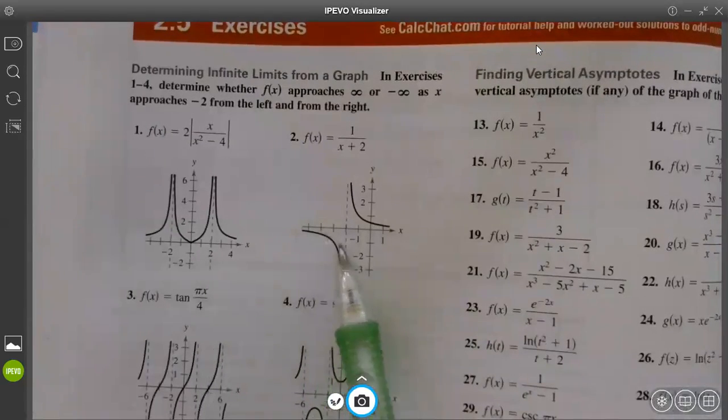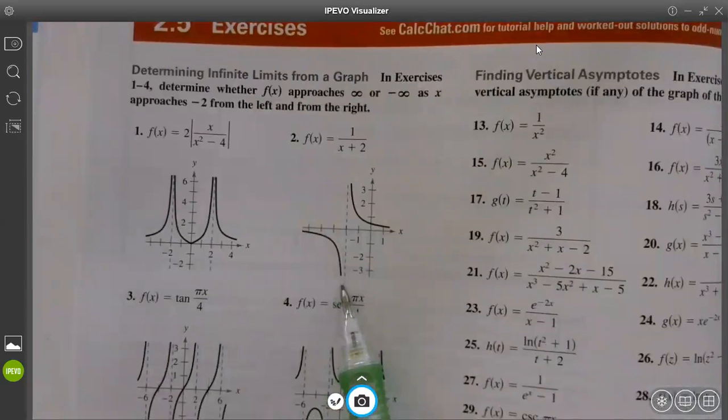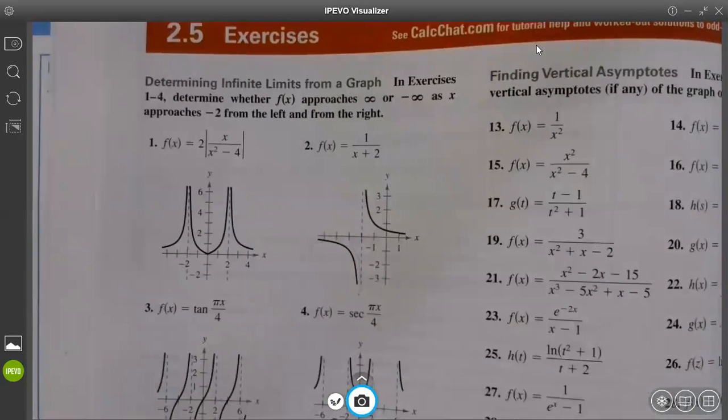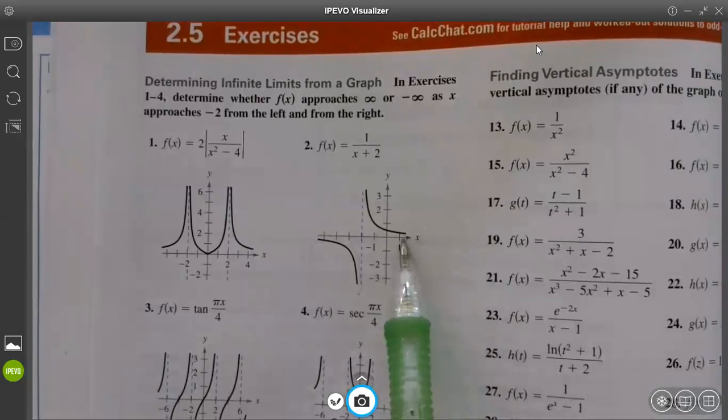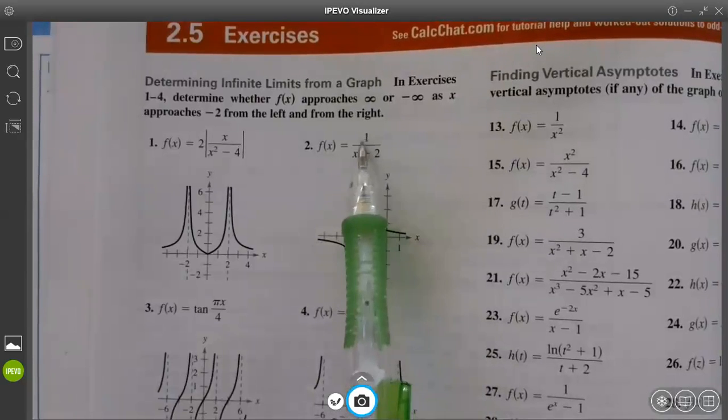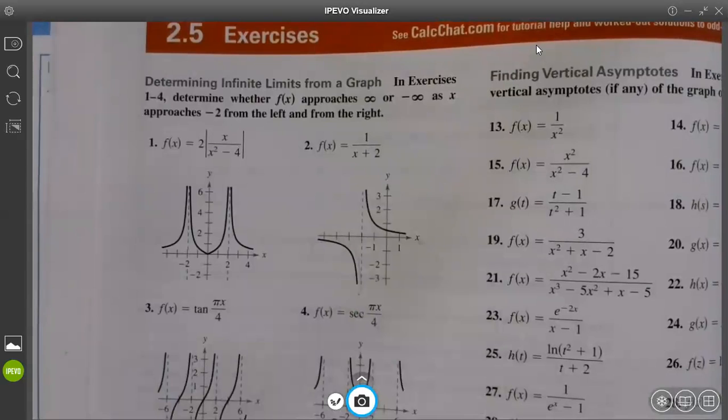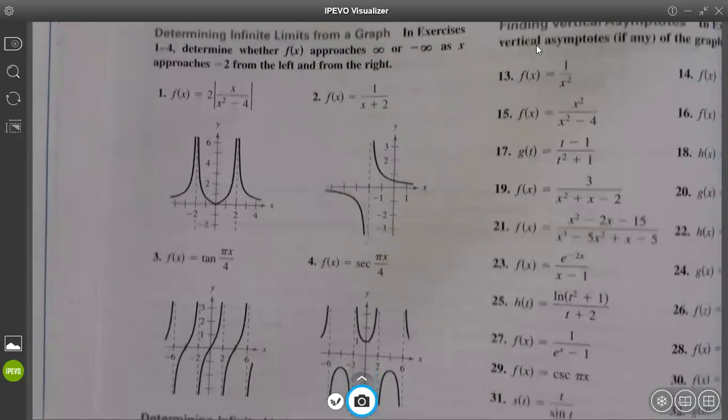From the left, where does this graph go? That's part A. Rewrite the same thing, but we're going to the right. So the limit as x approaches -2 from the right of f of x. As we approach from the right, where does it go? Ta-da, you're done with that question.